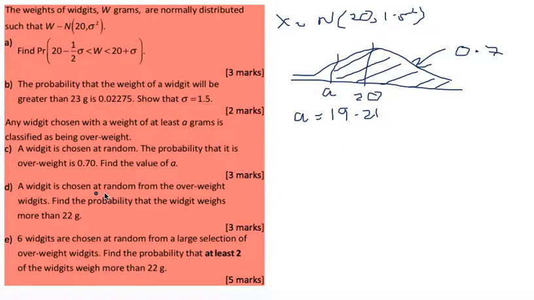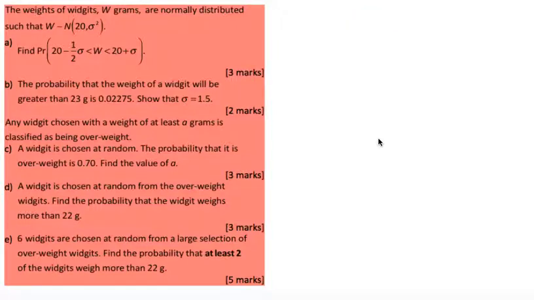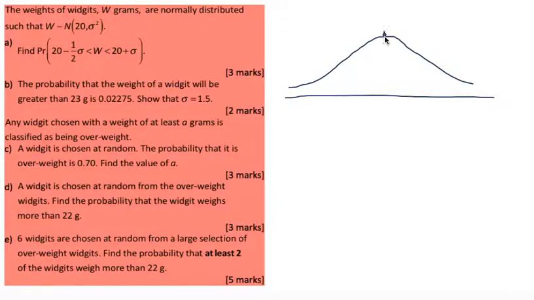Now, a widget is chosen at random from the overweight widgets, so I'm only choosing from within this group. Find the probability that the widget weighs more than 22 grams. So what I'm going to do is I'm actually going to find the probability of the widget weighing more than 22 grams. So let's make another diagram. 20 in the middle, 22. And just find this area. Now again, very straightforward on your calculator.